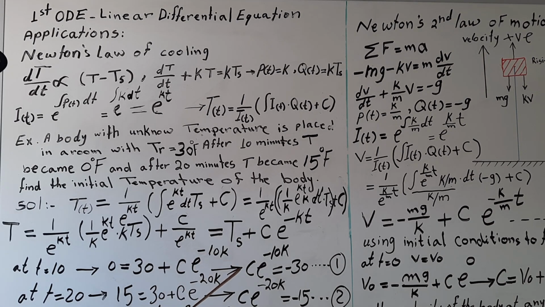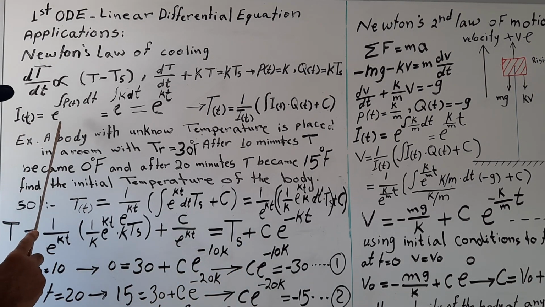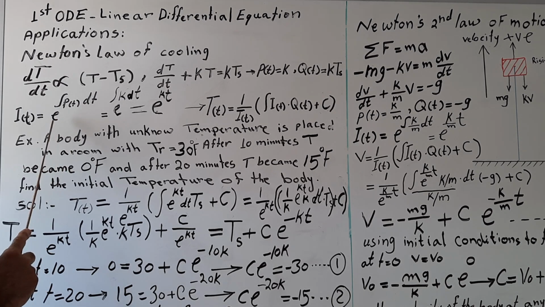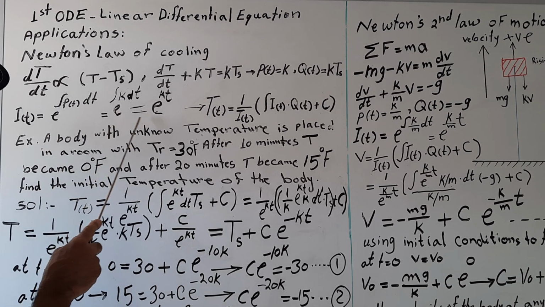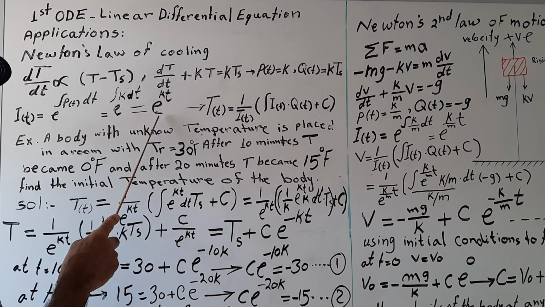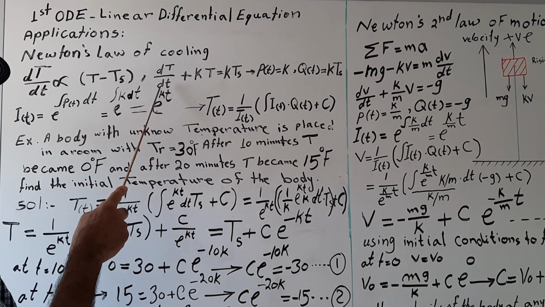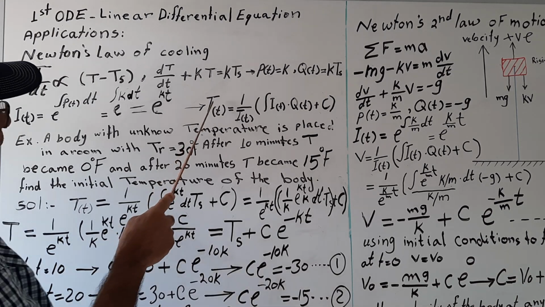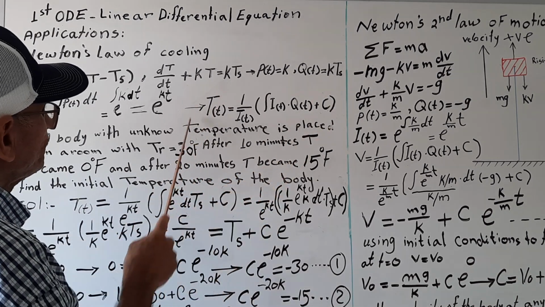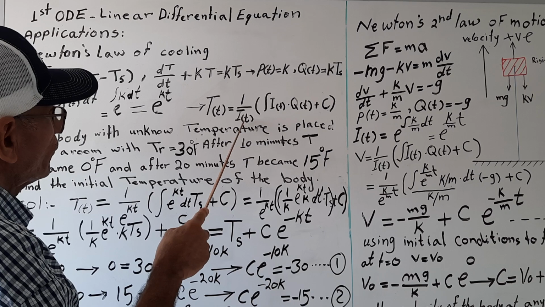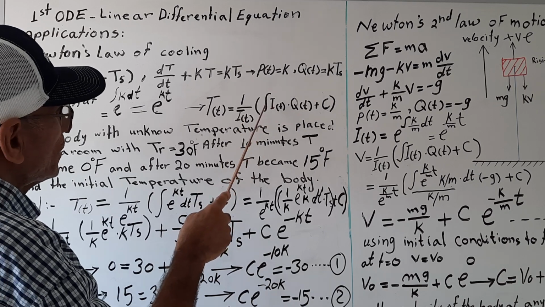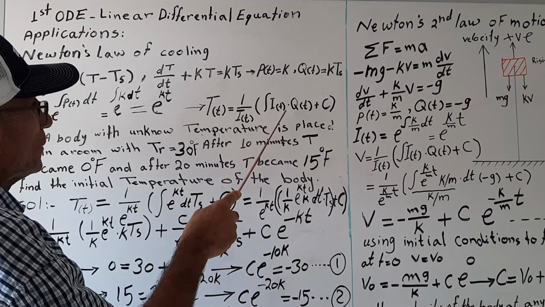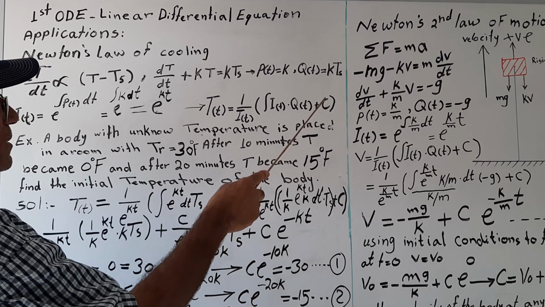First we find the integrating factor. As you remember from the last videos, we found out how to find it. And here the integrating factor equals e to the power Kt. And this is the solution of the equation: 1 over I of t times the integral of I of t times Q of t plus C. See, this is the constant.